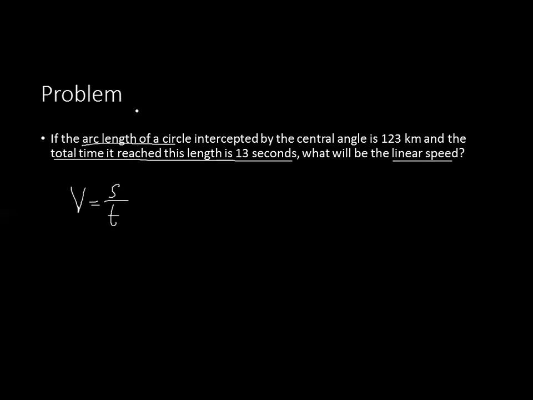And why is that? First, you have given arc length of a circle that is intercepted by the central angle, that is 123 kilometers. So that will be your arc length. Then the total time duration, which is the time it reach this length, is 30 seconds. So you are going to use this formula. Plus, you're asked for the linear speed. Okay? So now we can substitute. Okay? So we have 123 kilometers all over 13 seconds.